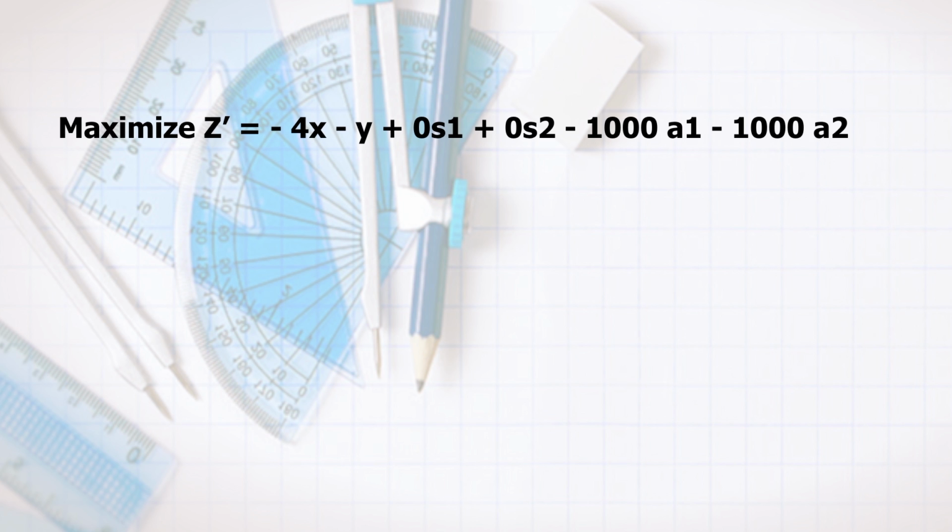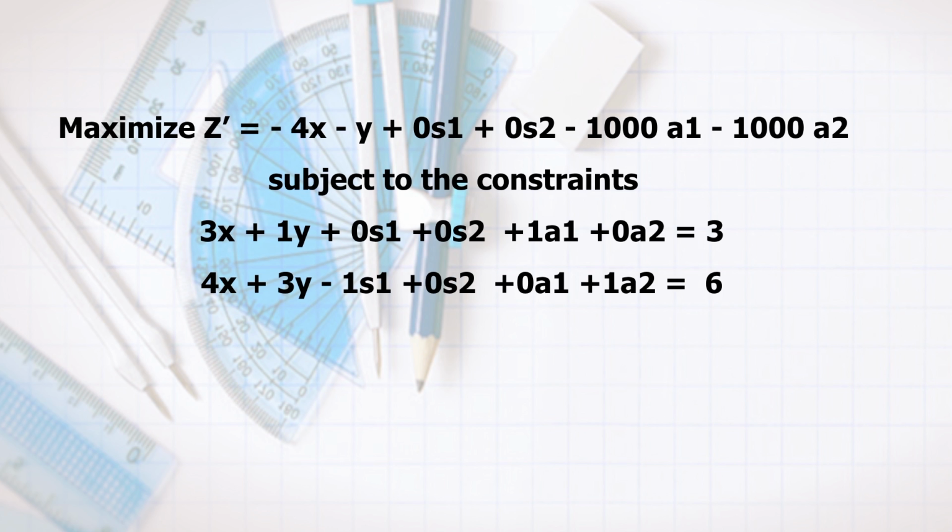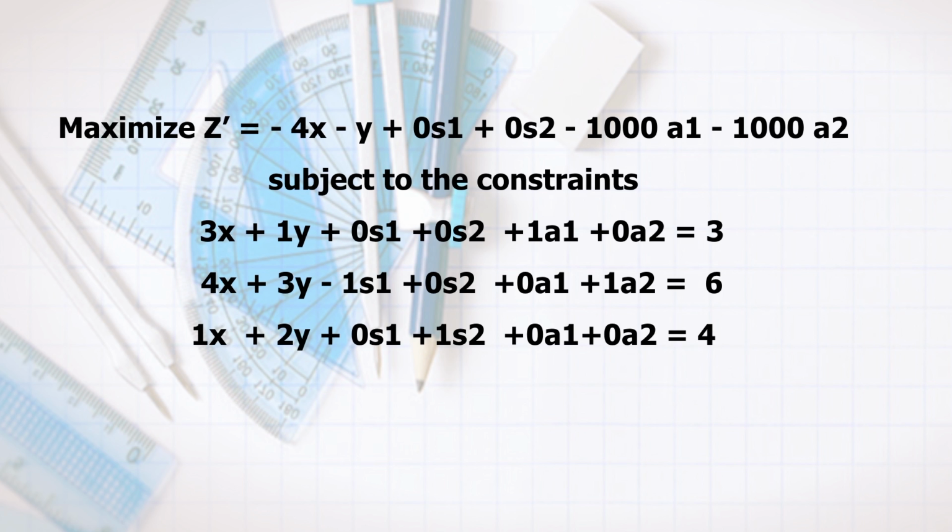y plus 0s1 plus 0s2 minus 1000 a1 minus 1000 a2, subject to the constraints 3x plus 1y plus 0s1 plus 0s2 plus 1a1 plus 0a2 is equal to 3, 4x plus 3y minus 1s1 plus 0s2 plus 0a1 plus 1a2 is equal to 6, 1x plus 2y plus 0s1 plus 1s2 plus 0a1 plus 0a2 is equal to 4, where x, y, s1, s2, a1, a2 are all greater than or equal to 0.